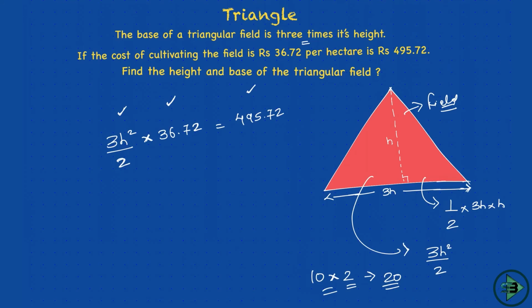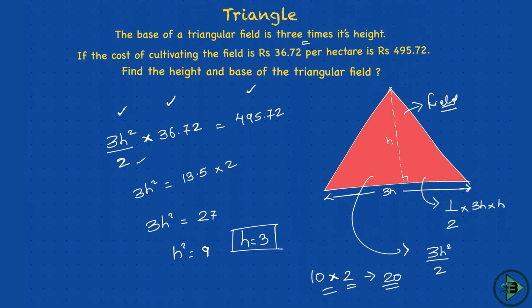So let's take this 495.72, and that is divided by 36.72. That comes out to be 13.5. Okay, so this 3h square is equal to 13.5 into 2, because this 2 will come here. So 3h square is equal to what? 27. Okay, so h square is equal to what? 9. h square is equal to 9. h comes out to be equal to 3, and that is your answer. Height is equal to 3.